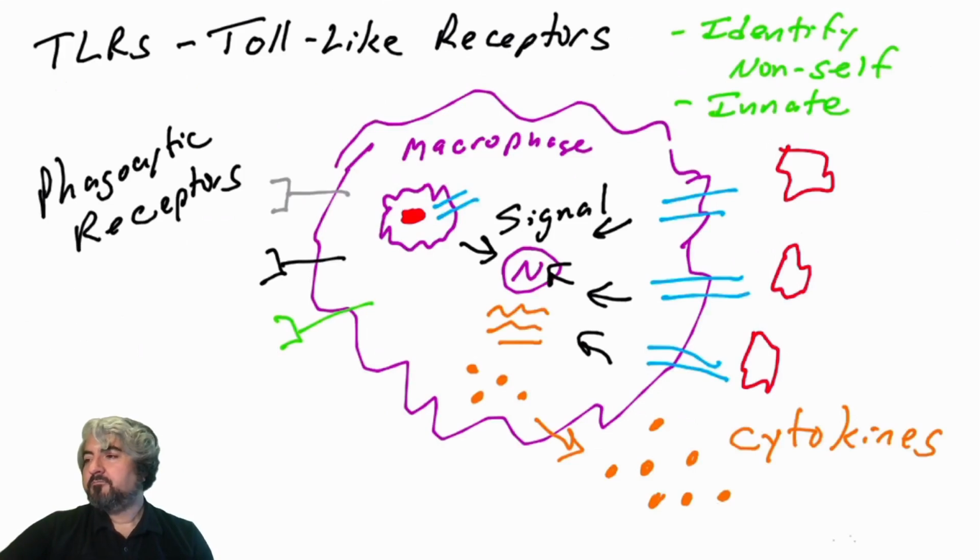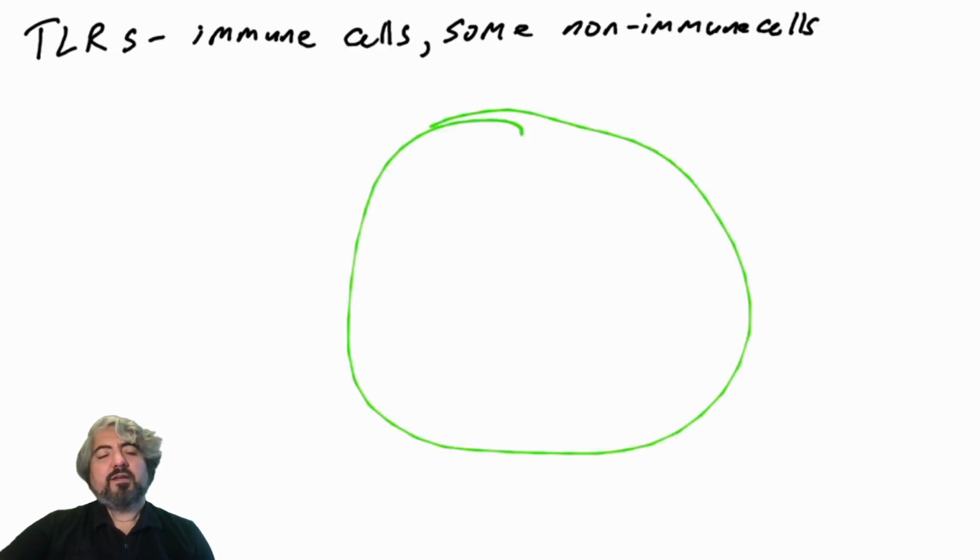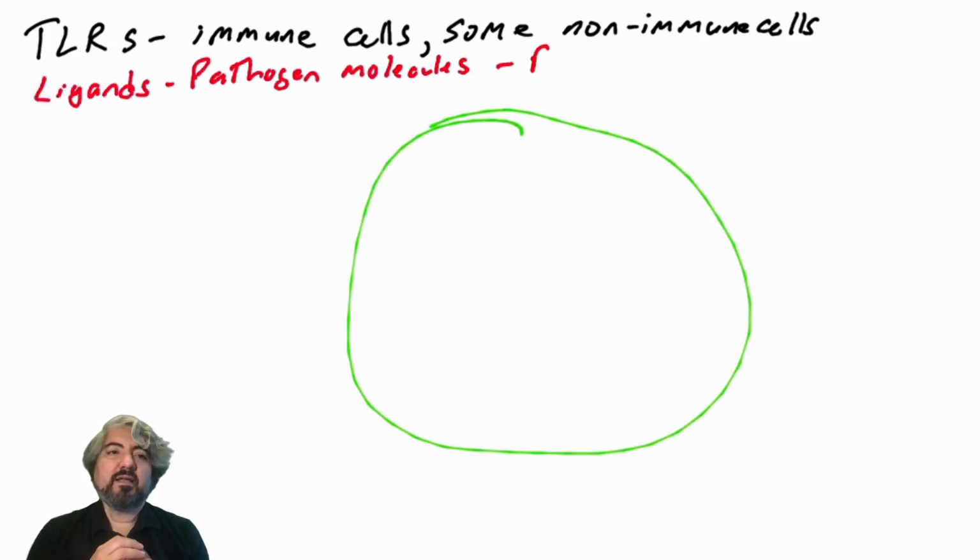ligands they recognize. So, toll-like receptors are often found on many immune cells. They're also found on some non-immune cells. So again, it's just a mechanism by which pathogens can be recognized.